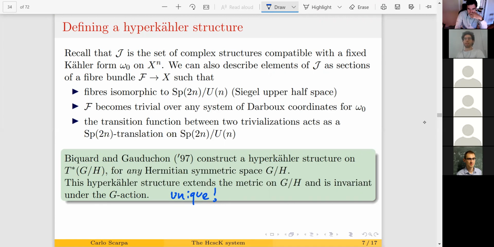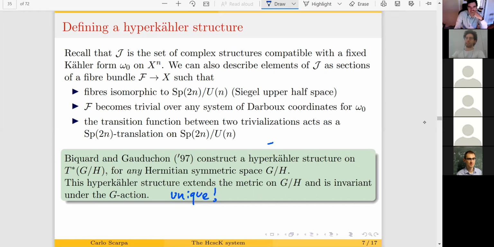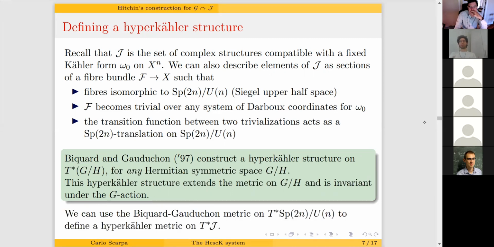So we have some fiber bundle whose fibers are a Hermitian symmetric space, and the change of the trivializations acts as translations by the group. So this means that we can take the Biquard-Gauduchon metric on the cotangent space of a Siegel upper half space and sort of glue them together over X to define a hyperkähler metric on the cotangent space of J.